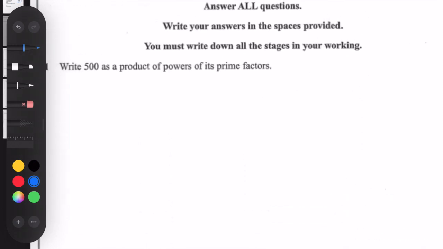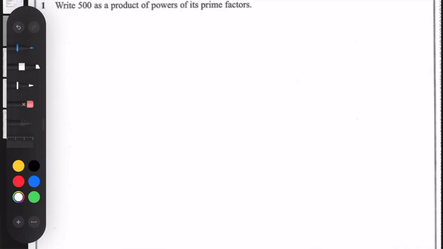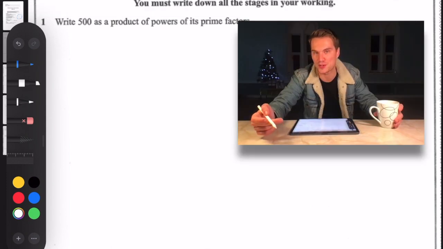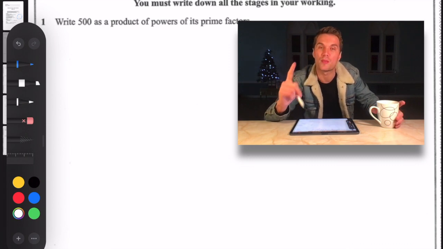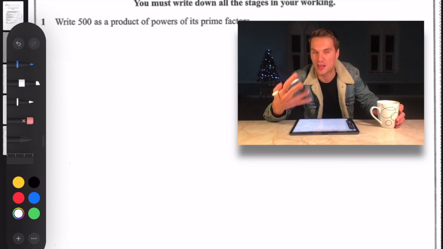Okay, here goes. Number 1. Write 500 as a product of powers of its prime factors. Really nice easy question to start off with. There are 2 types of numbers, a prime number and a composite number. A prime number, if you take numbers 2, 3, 5, 7, 11, there is only one way to make those prime numbers by multiplying positive integers. So 2 is 1 times 2, 3 is 1 times 3, 5 is 1 times 5.